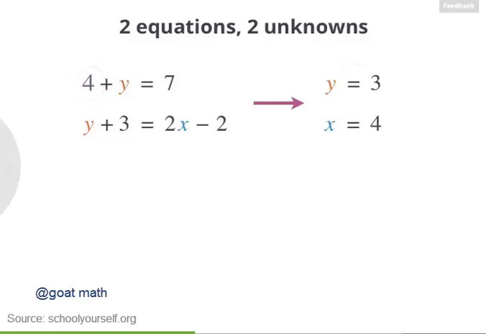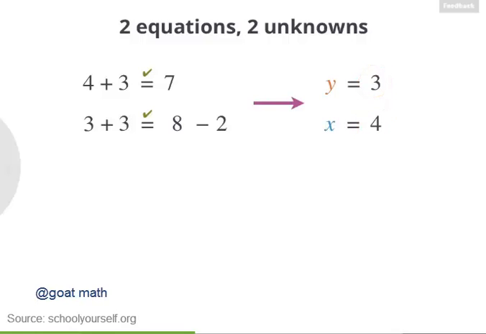So this x is 4, and this 2x is 2 times 4, or 8. And this y is 3, and this y is also 3. Do these equations work? 4 plus 3 is indeed 7, and 3 plus 3 certainly equals 8 minus 2. They're both 6. So this was the correct solution. Those numbers worked out pretty nicely. The solutions were whole numbers.